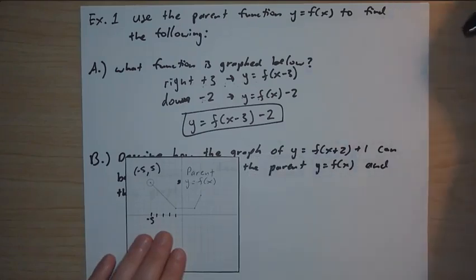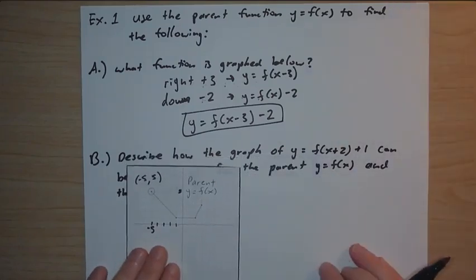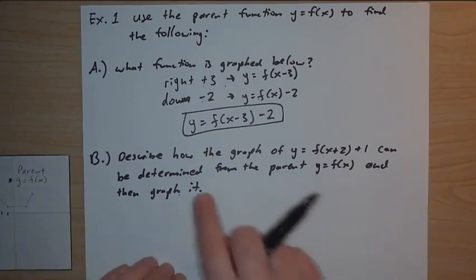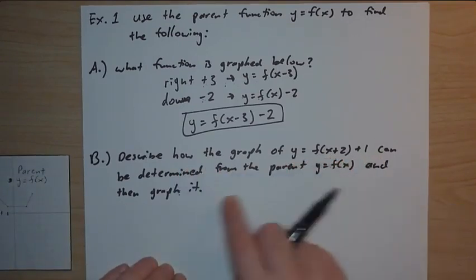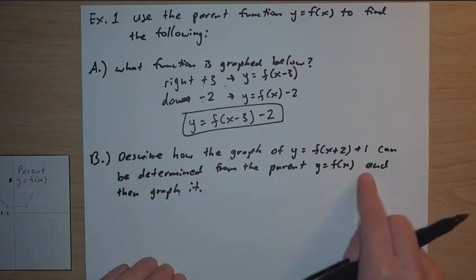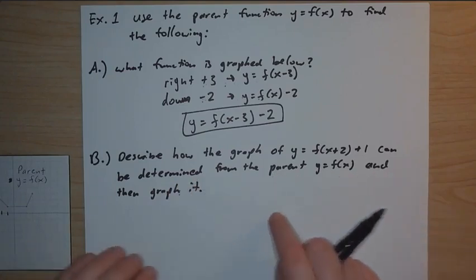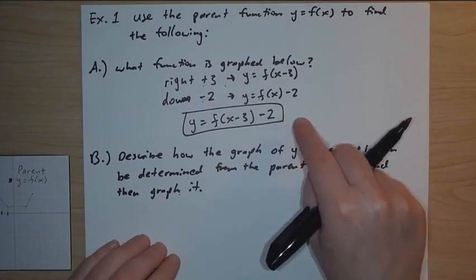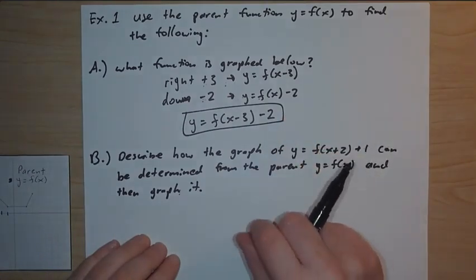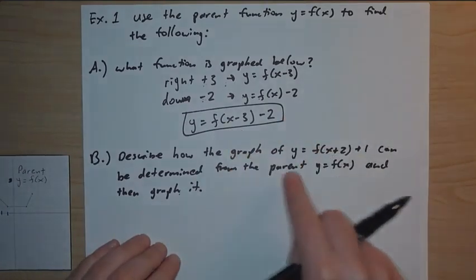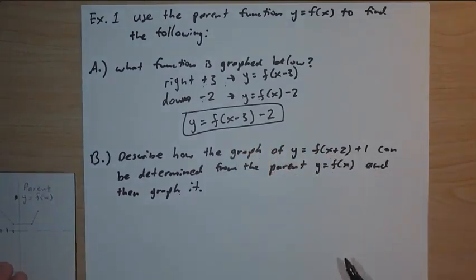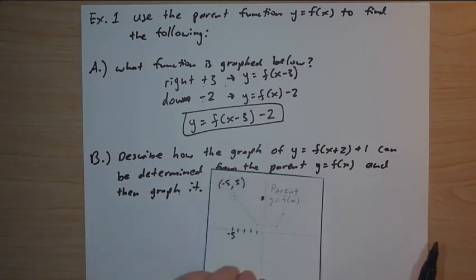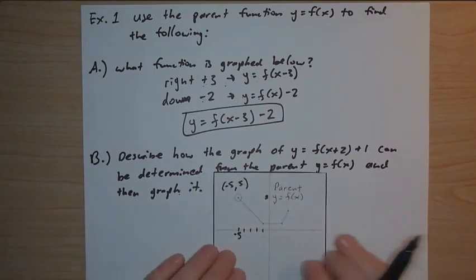Moving on to B, we can get away from that A graph now. We want to describe how the graph of y equals f of x plus 2 plus 1 can be determined from the parent y equals f of x and then graph it. So here we're doing the opposite from A. In A, we were given a graph and told to figure out what the function is. Now we're given a function and we need to figure out how to graph it and how it can be determined from the parent. So here's the parent.